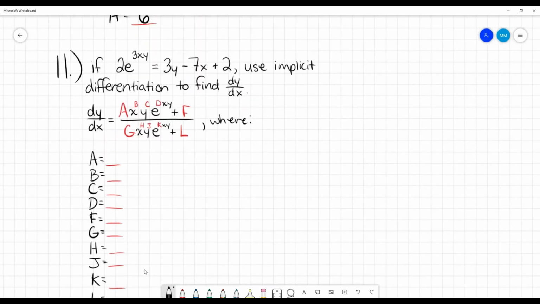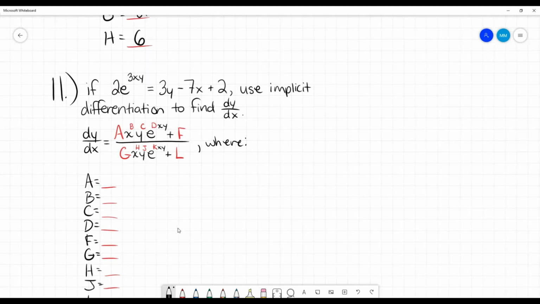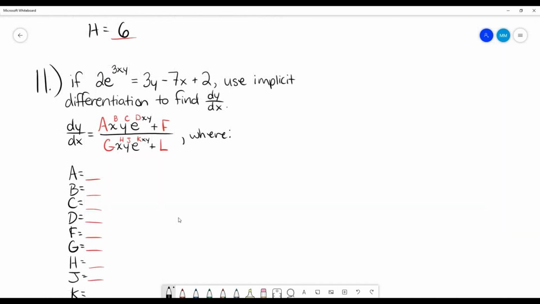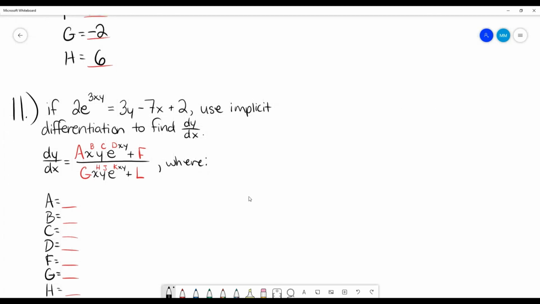Yep. Okay. So let's take a look at number 11. It says if we have 2 times e to the 3xy equals 3y minus 7x plus 2, use implicit differentiation to find dy/dx. This is kind of just like the other one, except, again, a little more complicated. We're going to have 2 terms for dy/dx, I believe. So it's just going to be a little bit more manipulating our equation to get something that we want.